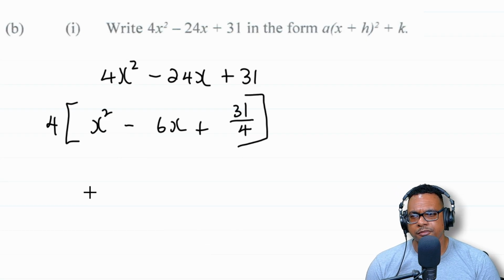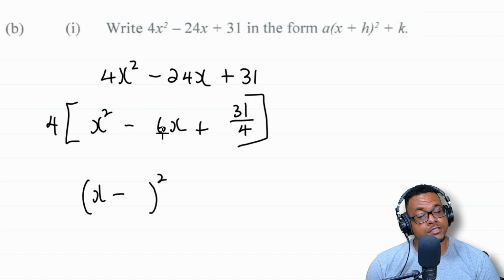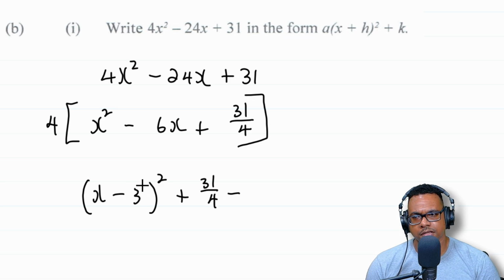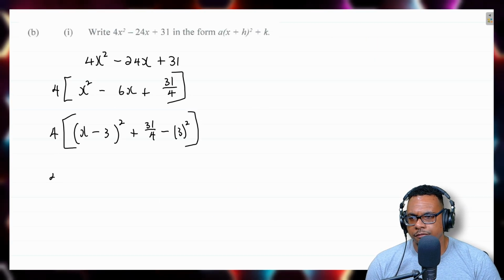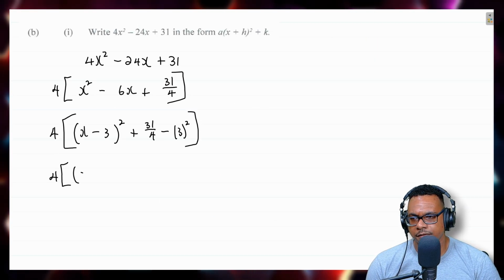Then I'm going to set things up for my perfect square. So brackets like that. I'm going to bring back down this x. The sign here is negative. I'm going to find half of this 6, which is 3. I'm going to write back the 31 over 4. And I'm always going to take away this number here squared, so that'll be 3 squared. Let's put back the brackets now with the 4 on the outside. So what I have to do now is to work out this 31 over 4, take away 3 squared. So I'm going to write 4, put back everything.